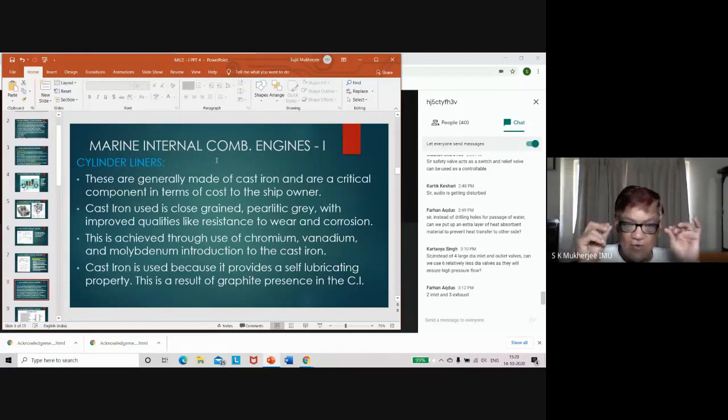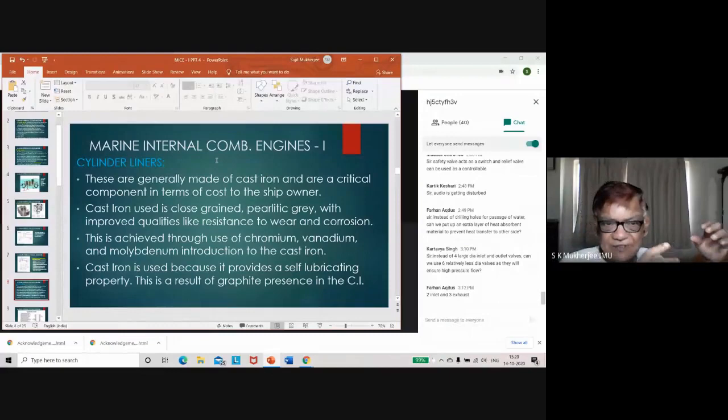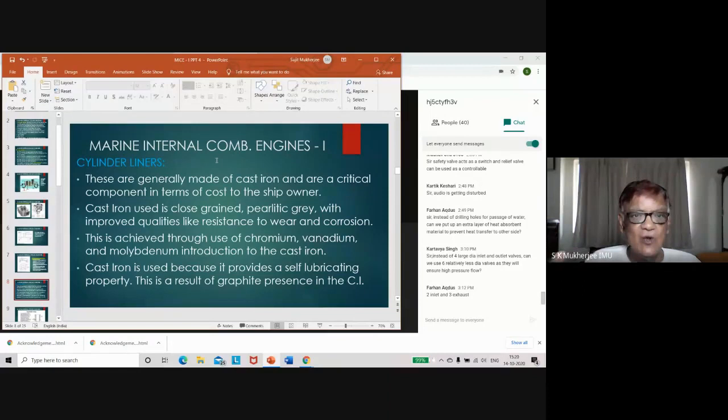Next point, the cast iron used is close grained. That means the particles are very tight to each other. Otherwise, cast iron is not so dense. The density of cast iron is much less than mild steel or cast steel or any of these high grade steels. Check what the density of cast iron is. It's much lower because the particles are not packed in. But the cylinder liner is specially made to have close grained particles in the cast iron. And they are pyrolytic gray cast iron with improved qualities like resistance to wear and corrosion.